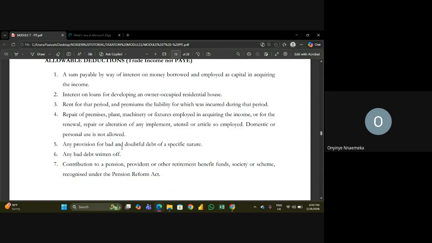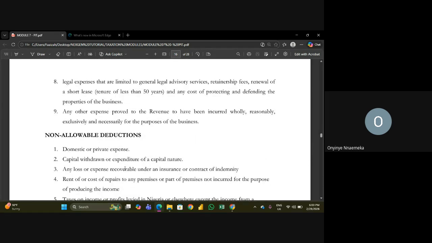So we have provision. Any provision for bad or doubtful debt of a specific, the word specific. So we have specific bad or doubtful debt provision. Any bad debt written off is also allowed. Contribution to pension, provident or retirement fund, as long as it is recognized under the Pension Reform Act. Legal expenses limited to general advisory service, retainership, renewal of shortlist. Any cost of protecting and defending the property of the business is allowed. Any expenses that you can prove to the board that it is wholly incurred for the purpose of the business is also an allowable expense.